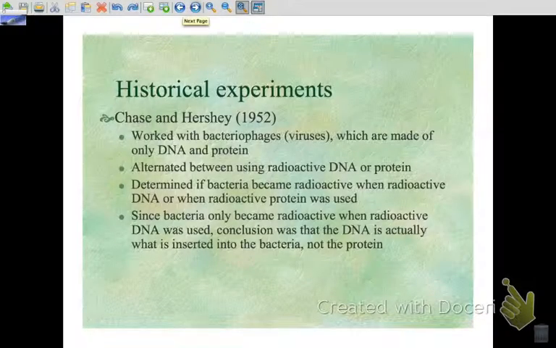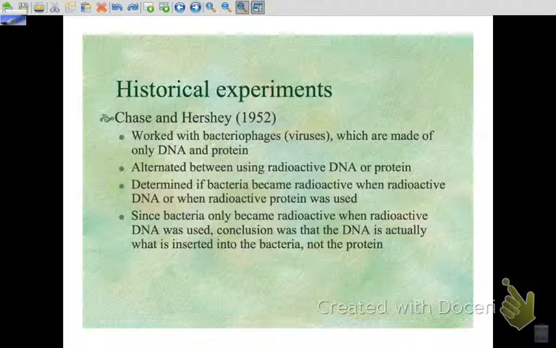So now we know that genetic material got transferred. Genetic material is in our bodies, in our cells. But what is the genetic material? At this point in history, we don't know what the genetic material actually is. Is it protein or is it DNA? And so here come Hershey and Chase.